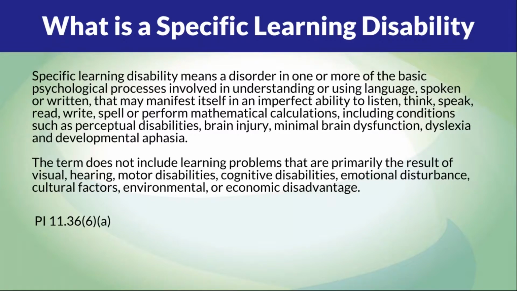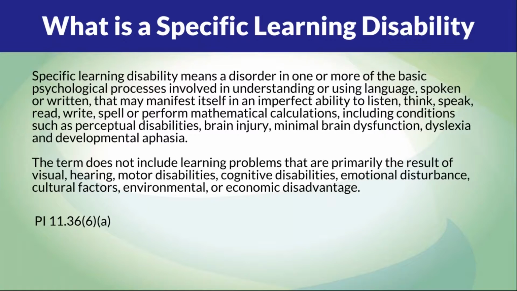So what we know is that a specific learning disability involves understanding or using spoken or written language that manifests itself in difficulties with listening, thinking, speaking, writing, or spelling, math, et cetera, including, right, perceptual disabilities, dyslexia, developmental aphasia, et cetera. So that's what it is. We also know that a specific learning disability is not a learning problem that is primarily the result of other kinds of factors, right?